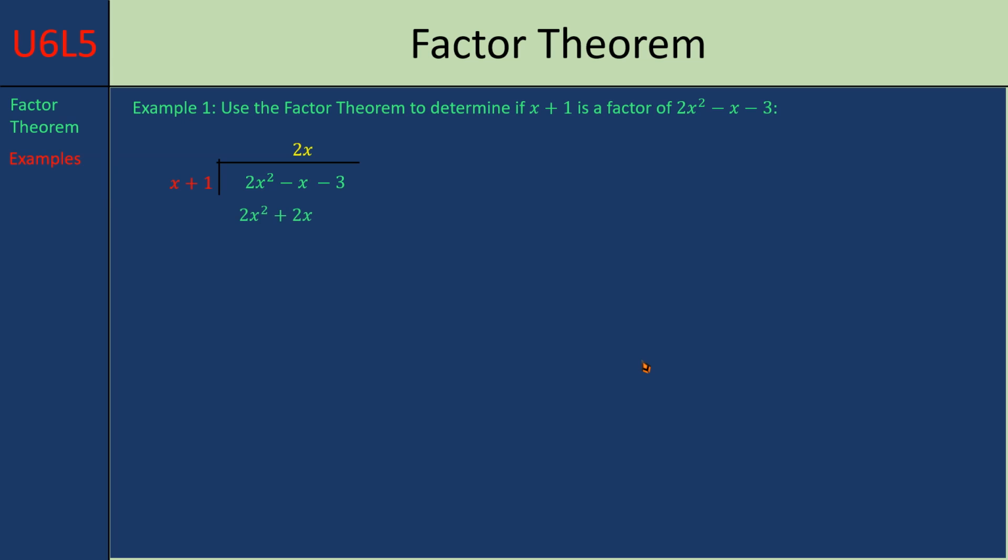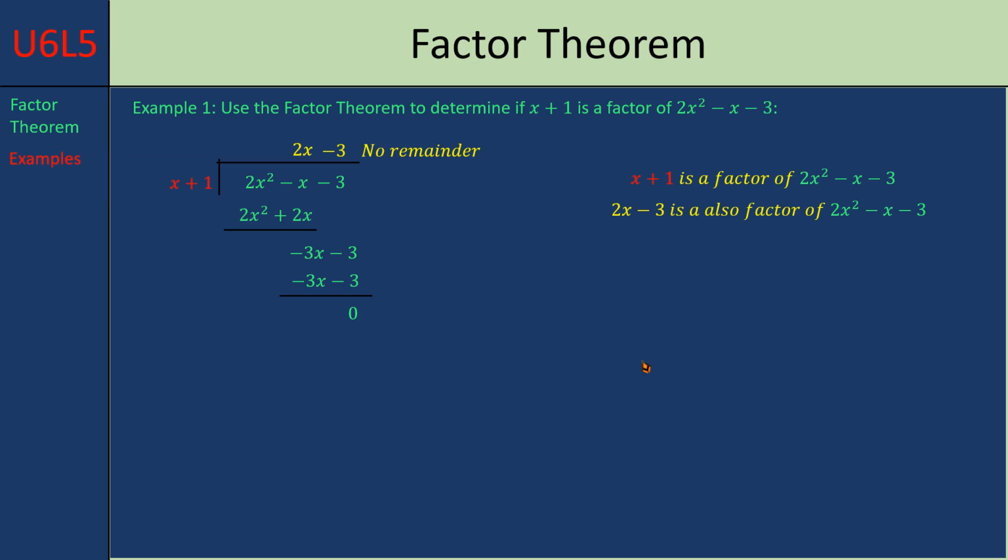So I divide, I get 2x. Subtract that, I get that. Negative 3. Get that, subtract that, I get 0. Remainder is 0. That means no remainder. That means x plus 1 is a factor.